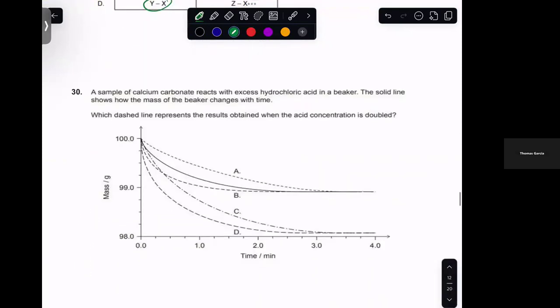All right, number 30. A sample of calcium carbonate reacts with excess hydrochloric acid in a beaker. That excess is going to be important. The solid line shows how the mass of the beaker changes with time. Which dashed line represents results obtained when the acid concentration is doubled? Well, it's already in excess, so we're not going to have more product, meaning we're not going to have a changing endpoint. The only thing is when we increase the concentration, we are going to increase the rate.